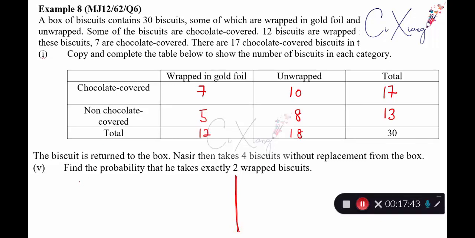So the first method is we are going to get the probability of the biscuits one by one. From the 4 biscuits, he gets 2 wrapped biscuits and 2 unwrapped biscuits: wrap, wrap, unwrap, unwrap. Therefore, to find the probability, if the first biscuit that we get is a wrapped biscuit, what is the probability for the wrapped biscuit? You'll see that I have 12 wrapped biscuits over a total of 30 in the box. Therefore, the first one is 12 over 30.